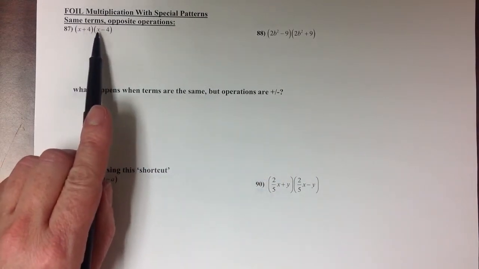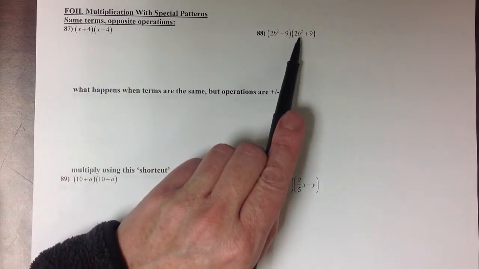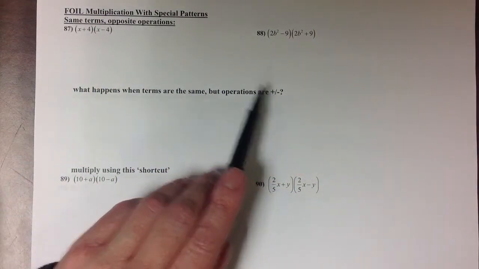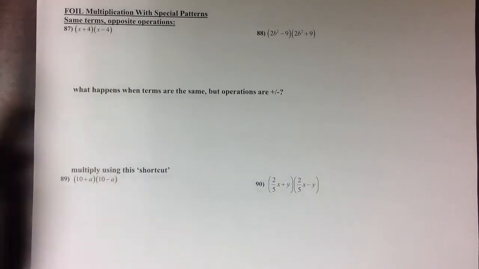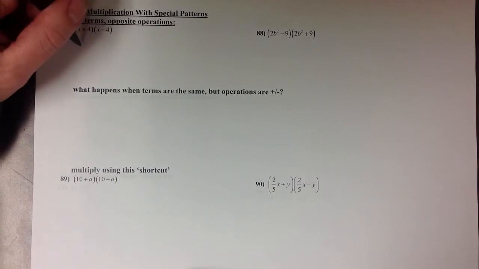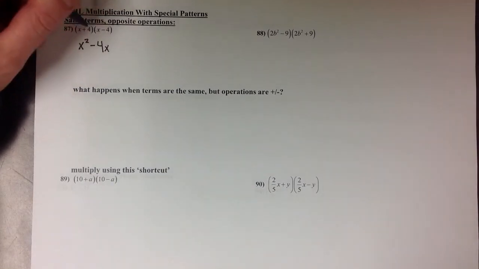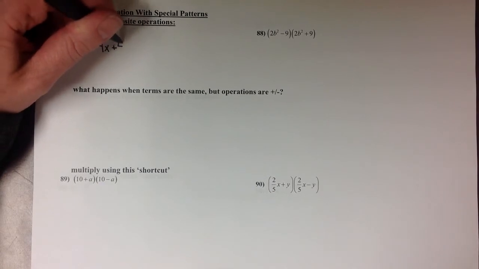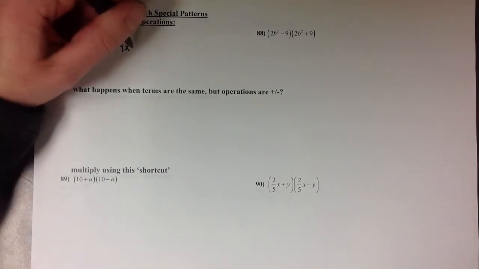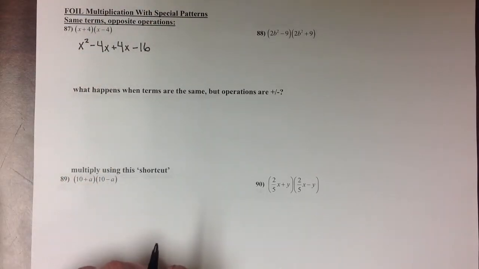We have an x and a 4 in both binomials, or a 2b squared and a 9 in both, but the operations change. This is positive and this is negative. So let's see what happens. We have x times x gives us x squared. Our outers will give us a negative 4x, the inners a positive 4x, and the last a negative 16.